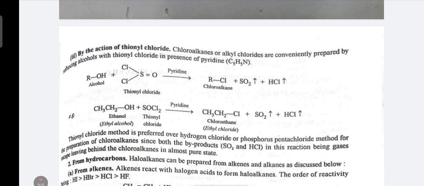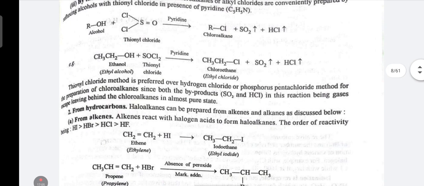Now we will see the preparation of alkyl halides by the action of thionyl chloride. Chloroalkane or alkyl chloride is conveniently prepared by refluxing alcohol with thionyl chloride in the presence of pyridine. The thionyl chloride method is preferred over the hydrogen chloride or phosphorus pentachloride method for the preparation of chloroalkane, since both byproducts, SO2 and HCl, are gases and escape, leaving behind the chloroalkane in pure form.